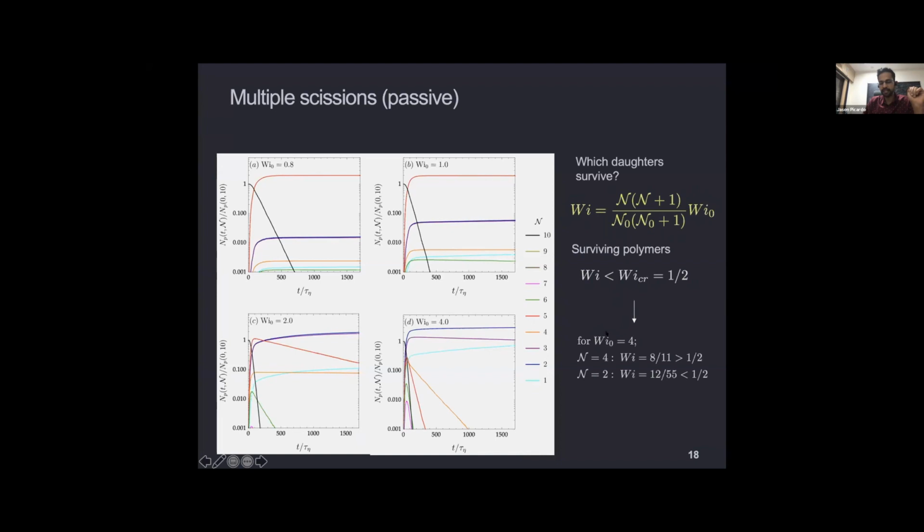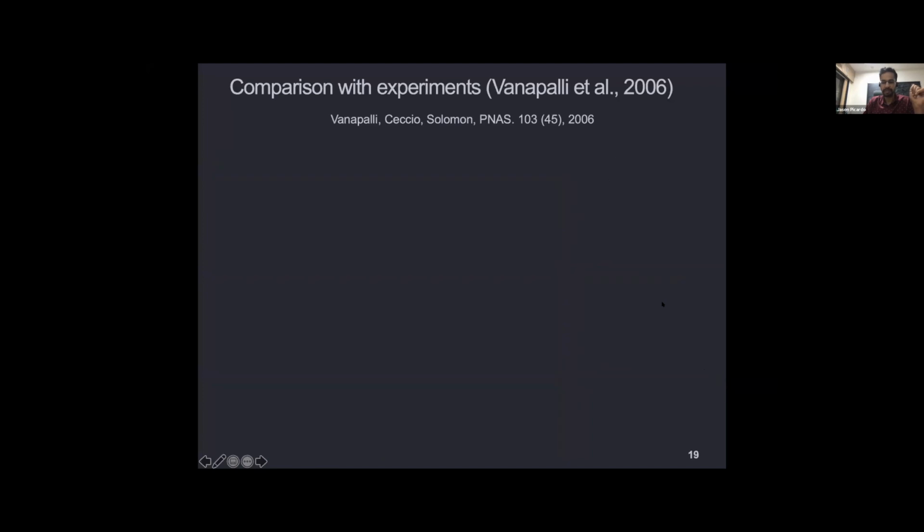So for example, if I take a parent of Weissenberg 4, which is this final plot D, I can say that a 4-bead will have a Weissenberg that is greater than half, so it will break. That's what you see here for the orange curve. But a dumbbell will have a Weissenberg smaller than half, it will not break, and that's what you see with the blue curve. So it does seem to work well.